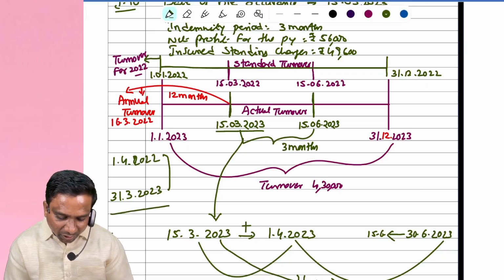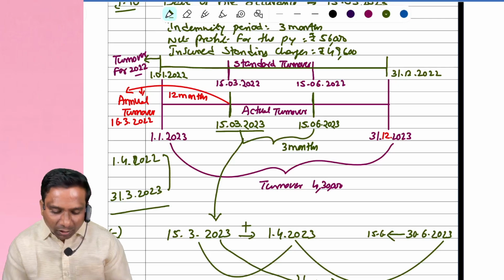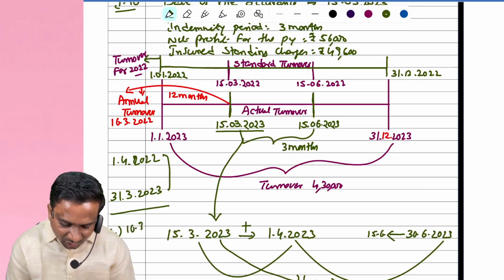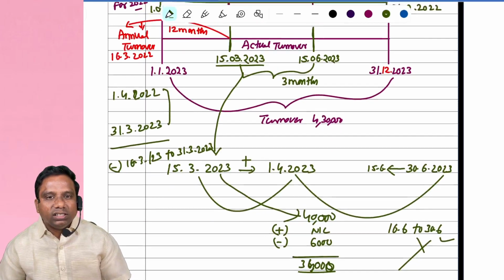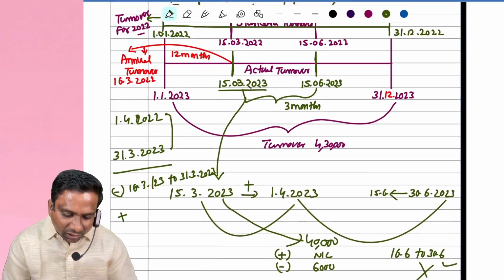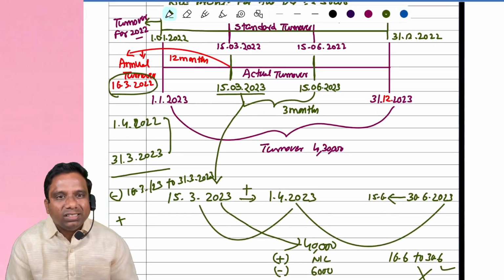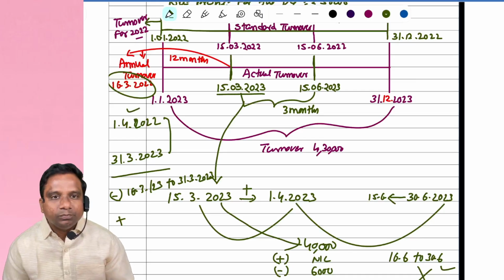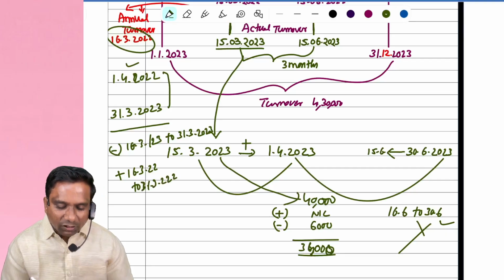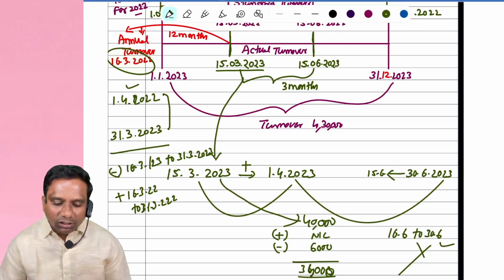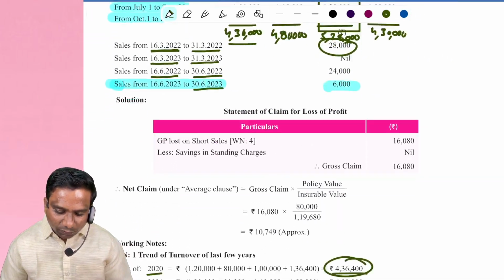Total sales minus what I am doing here. I don't require sales from 16/3/23 to 31/3/2023. I don't require this sales. Plus, actually I should start my turnover from 16/3/2022, but I have taken from 1/4/2022. So I will add 16/3/2022 to 31/3/2022 sales, so that I will get annual turnover. That is going to be our next working note.